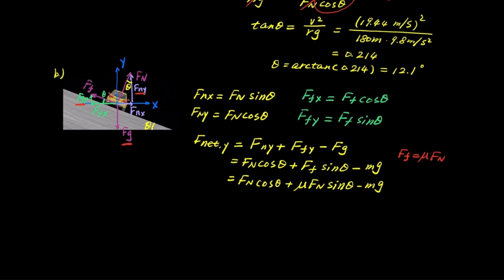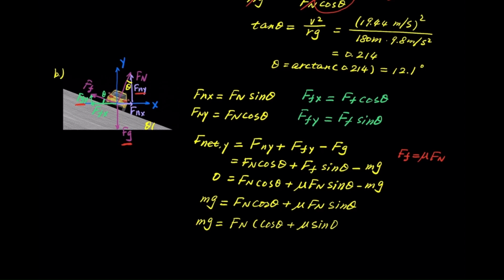And we know the car is not accelerating vertically, so F net in the vertical direction is 0. So those upward forces balance the gravity, right? Rearranging this equation, we have mg equals Fn cosine theta plus mu Fn sine theta. We can factor out this Fn, so we have mg equals Fn bracket cosine theta plus mu sine theta.